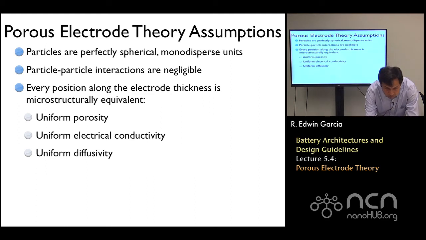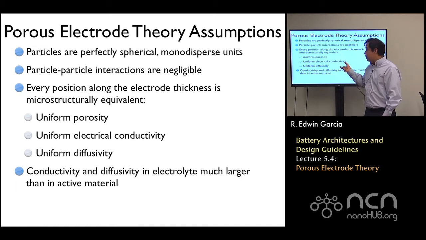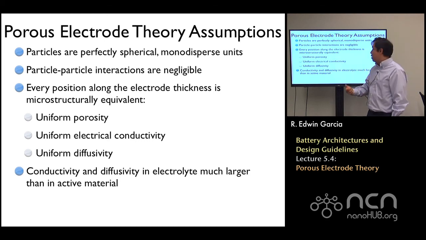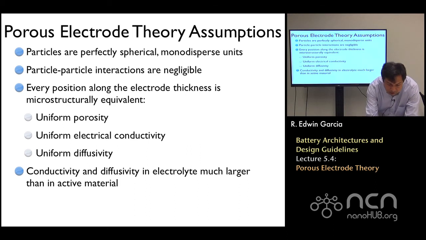Finally, we are also making an assumption that the conductivity and diffusivity in the electrolyte are much larger than in the active material. If this were not true, because, say, you discover a material whose conductivity in the particles is much larger, then you would really have to recast the whole equations and not use the Bruggeman relationship as it is, okay?